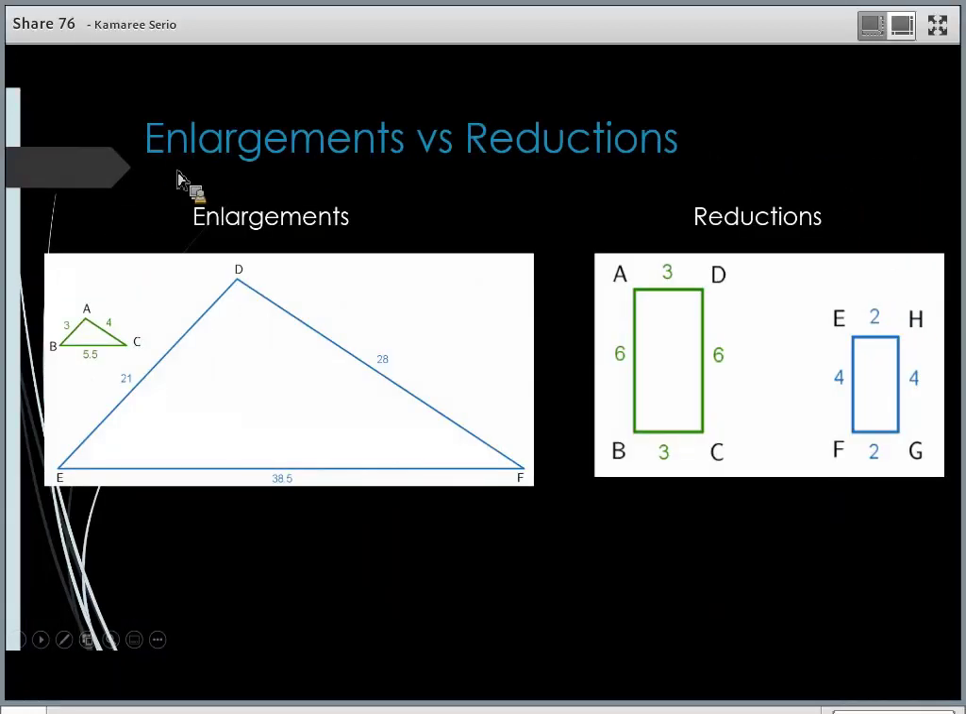All right, so again, enlargements versus reductions. So an enlargement, notice how I start small, right? This triangle over here is relatively small, and then I'm going to this big triangle. So from small to large is an enlargement. Reductions is going from something bigger to something smaller.